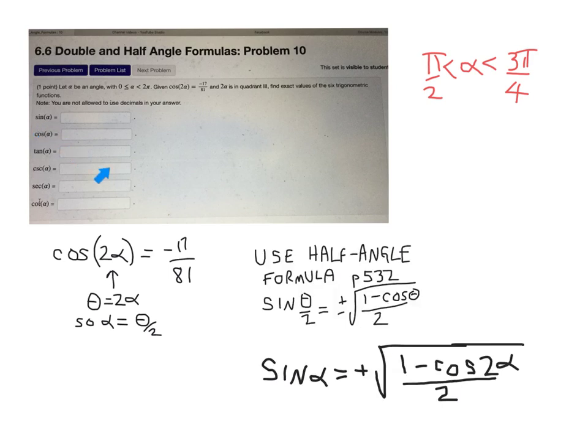So I'm trying to find sine alpha. Remember, theta over 2 is alpha, so sine alpha. I know it's the positive square root because we found out that alpha was in this angle range here up in the second quadrant, so sine is positive there. And then I'm going into here, so I have a cosine theta, but remember that theta is 2 alpha, so there we go. Because I know cosine of 2 alpha is given to be minus 17 over 81, I can do the arithmetic here and get sine of alpha.